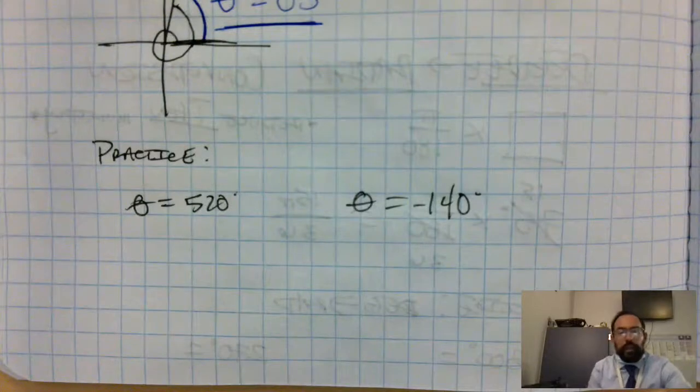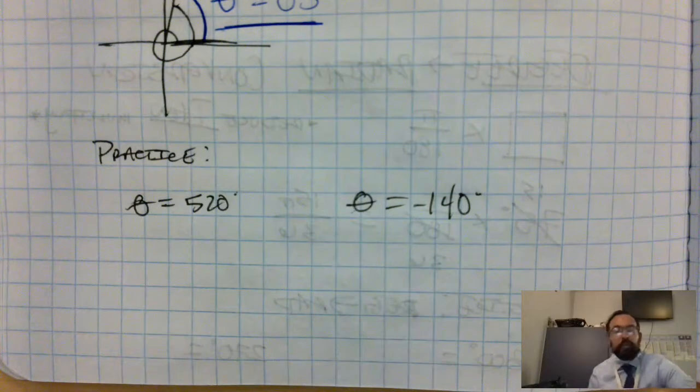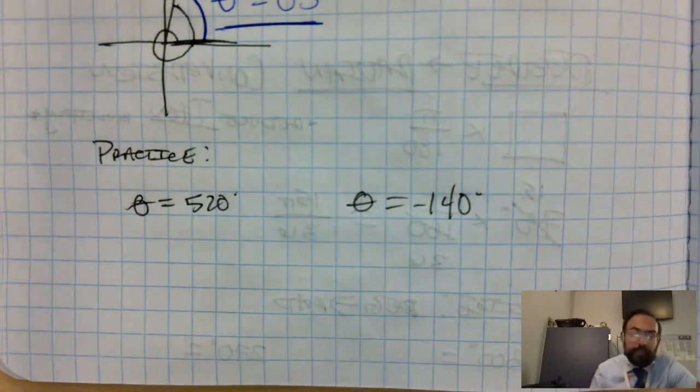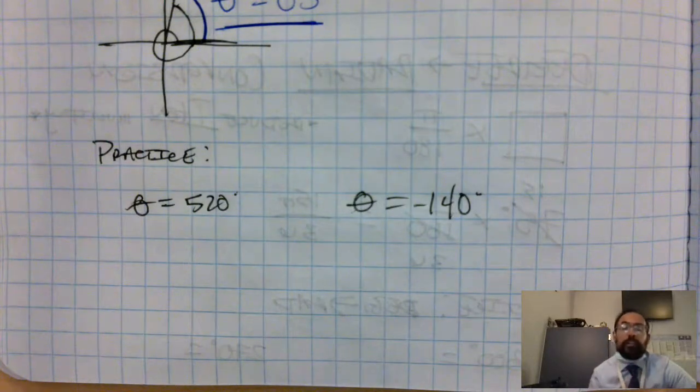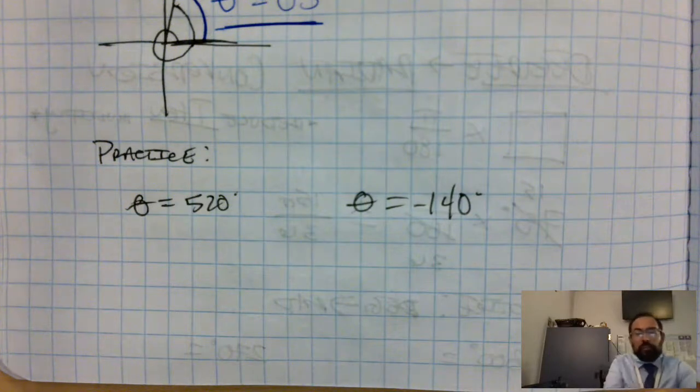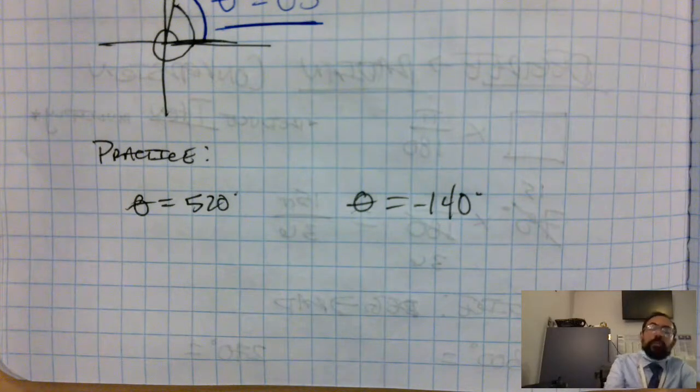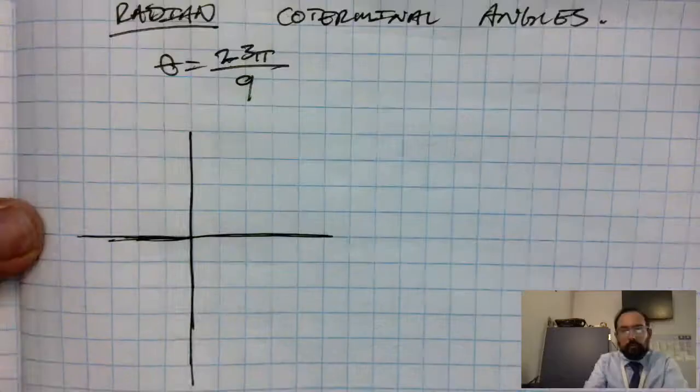Alright, so go ahead and what I want you to do now is spend some time sketching these two angles and finding coterminal angles that are between 0 and 360. In other words, coterminal angles within one revolution, one positive rotation of the circle. So go ahead and pause the video now, find those coterminal angles, and continue watching once you have found the coterminal angles of those two angles.